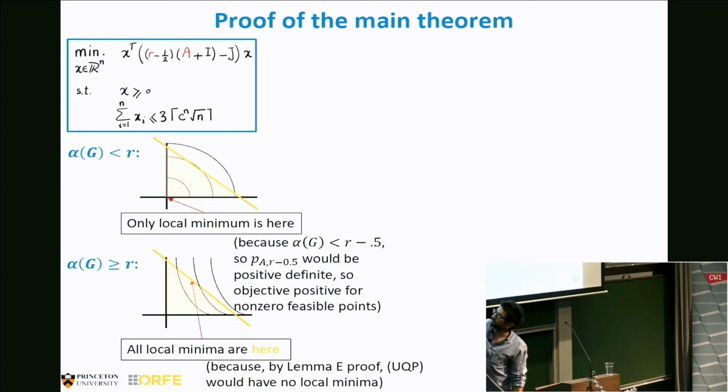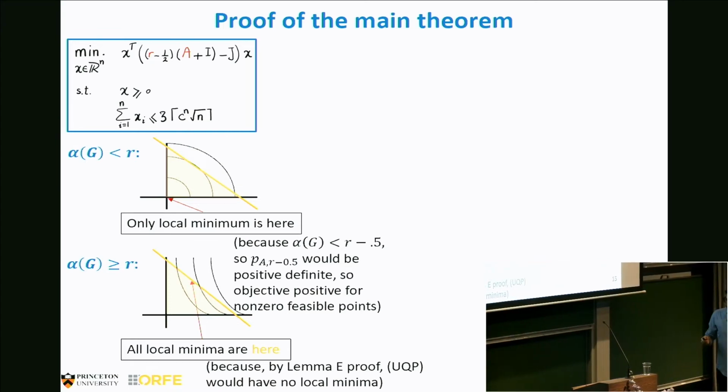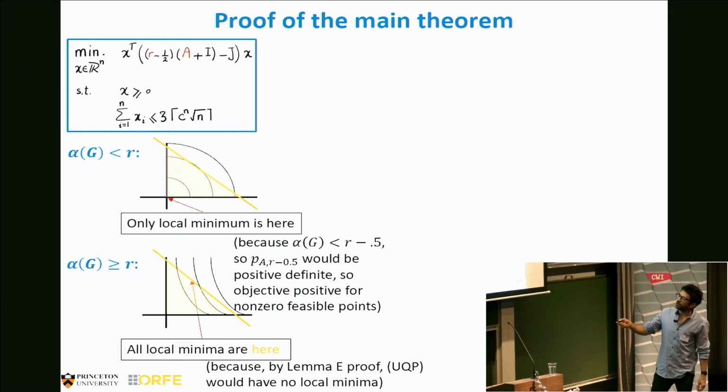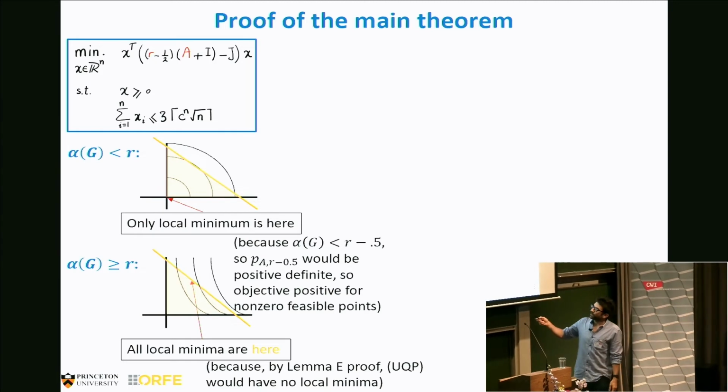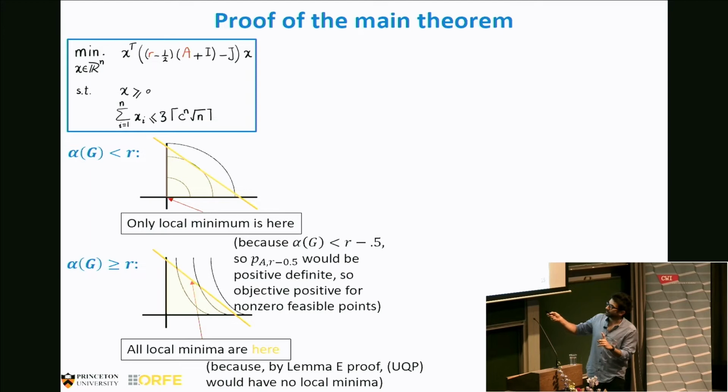Is alpha less than r or more than or equal to r? Right? And that would be the end of the reduction. So the reason this happens is that if alpha is less than r, I can claim that the QP has a local min, which is at the origin, and this is the unique local min.